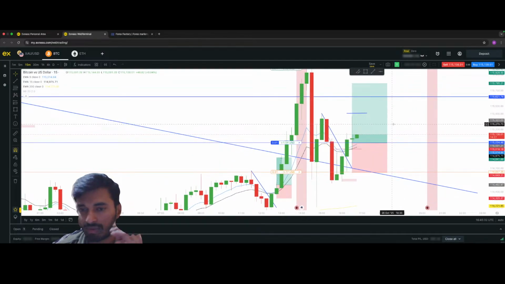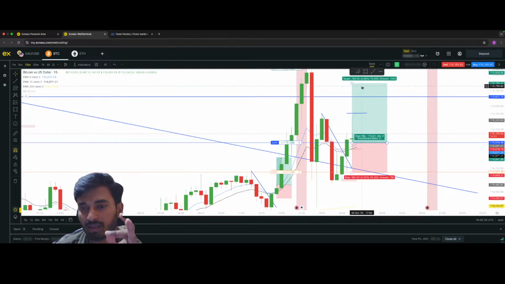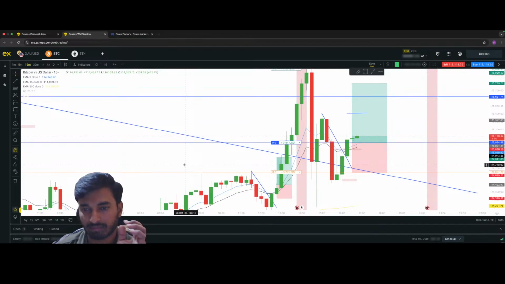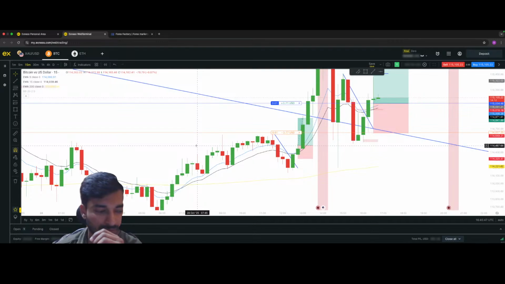Let's stick to the rule. We have already entered. Either we have to take the stop loss or we have to take the target. In between there is nothing else, because we have already entered.